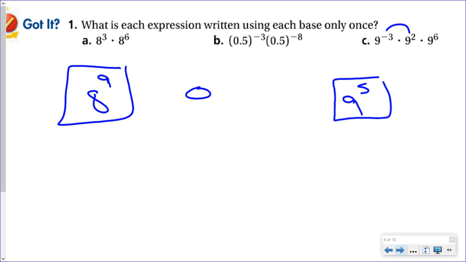So you'd have 0.5 in parentheses raised to the, if you add a negative 3 with a negative 8, you'd get negative 11. And to make this your final answer, you can't have negative exponents, so you'd move it to the bottom. That's what 7.1 was about. So you'd have 1 over 0.5 raised to the positive 11th power. Now, all of these can be thrown into the calculator and you will get a number, but this is what the directions want for this one.